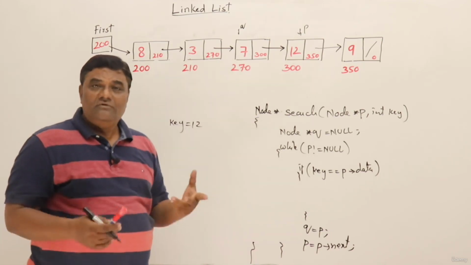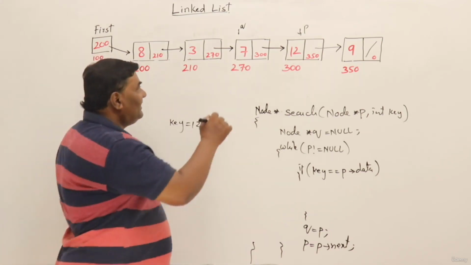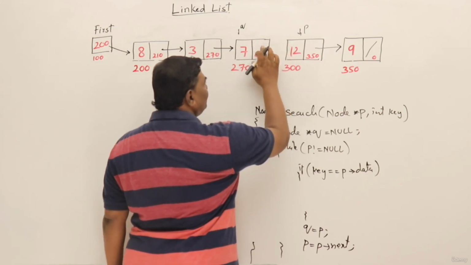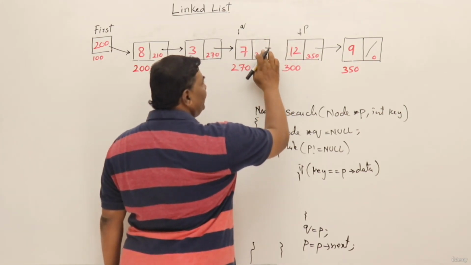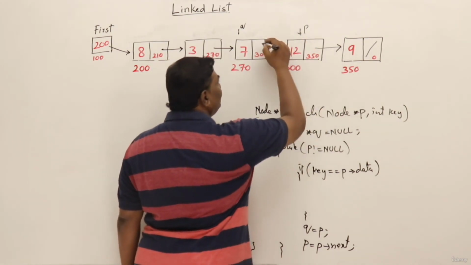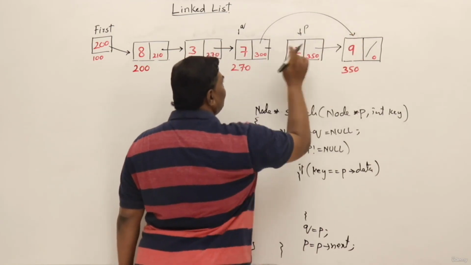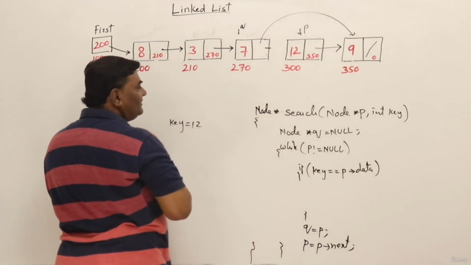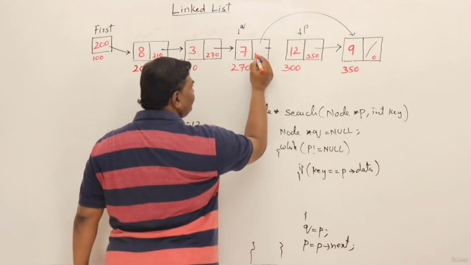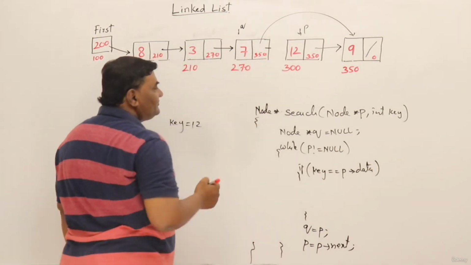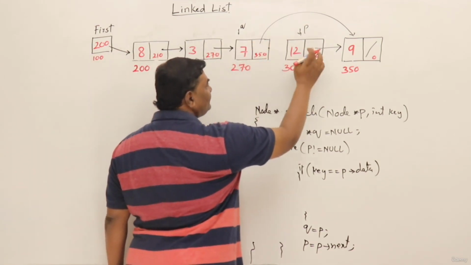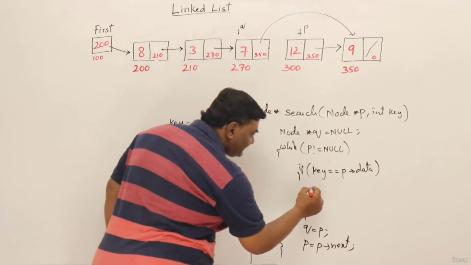Now key is found. What are the changes I have to make? I should make Q's next, this one, which is 300, point to P's next, that is 350. So this address should change to 350. So what should I do? In Q's next, I should write down the address of P's next. So this is the statement.